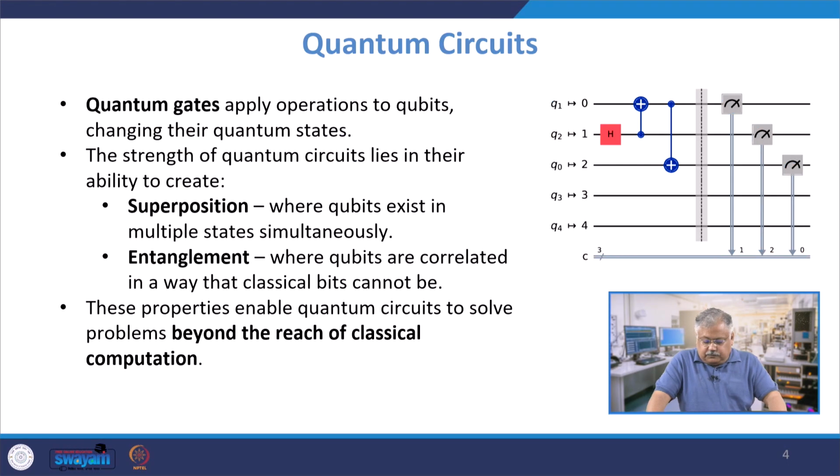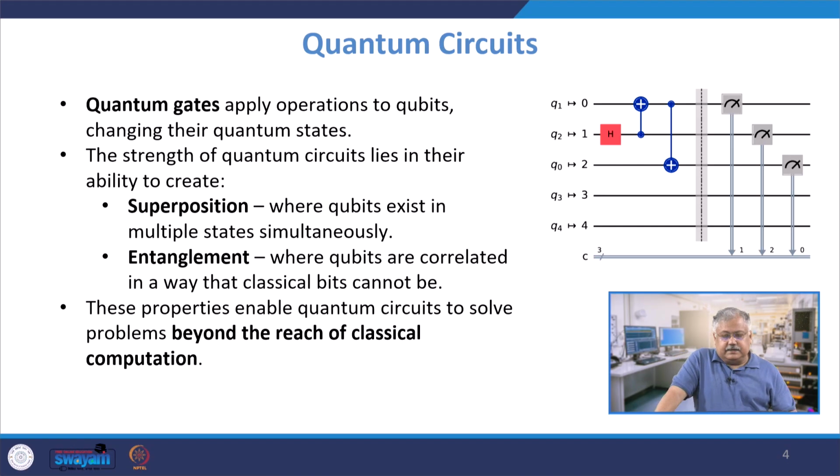Now, as I discussed with you, quantum gates generally apply operations to qubits, changing the quantum states. The strength of a quantum circuit depends upon two factors: one is superposition, another is entanglement. Superposition basically means the qubit exists in multiple states simultaneously, with weighted means for the individual states.